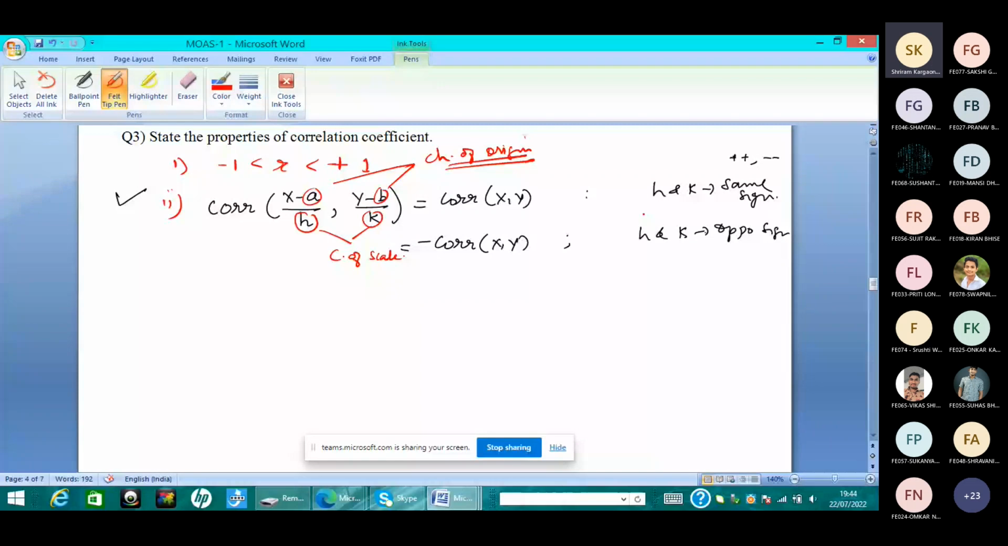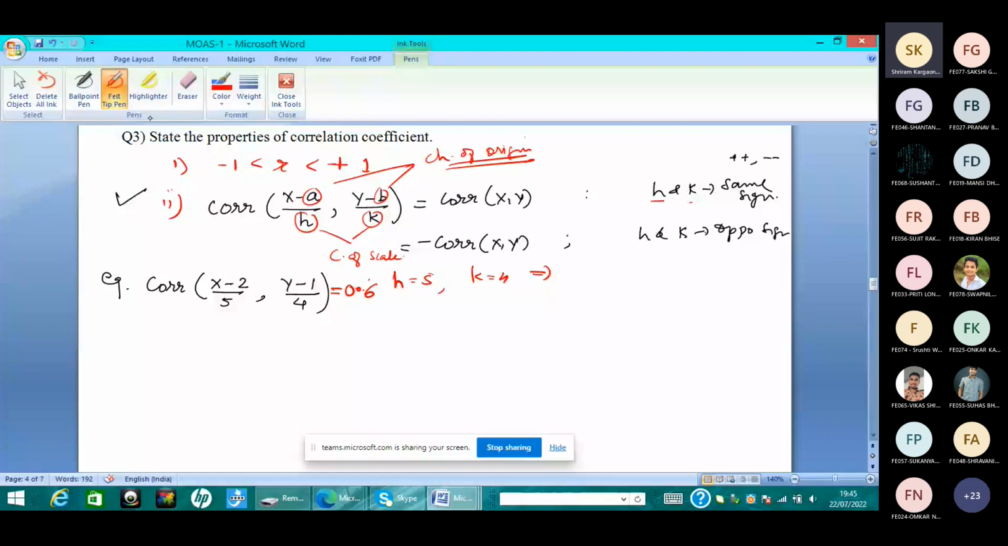Okay. I take one example. Instead of speaking theoretically, I will practically solve an example. Now, suppose I want to find the correlation between (x minus 2) upon 5 and here (y minus 1) upon 4. So what will be my h and k? h is 5, k is 4. So both are positive. Suppose I know that their correlation is 0.6, right?